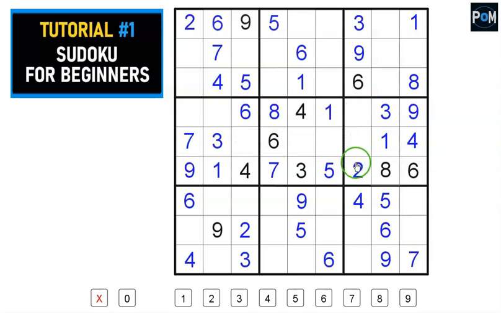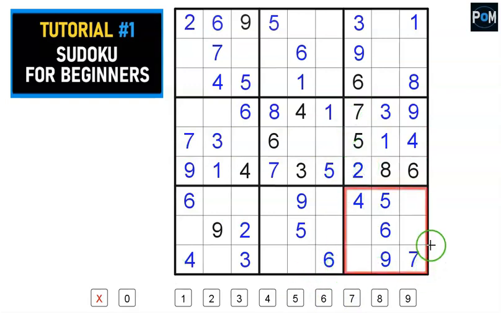I still need a 7 in this square. Since we have a 7 here, it means we cannot put a 7 in this spot anymore, so the 7 must be here. And since there's a 7 here, we were missing a 5, which means we have to put a 5 in this spot.